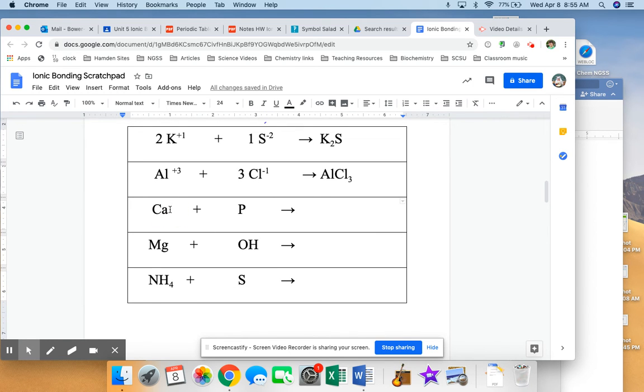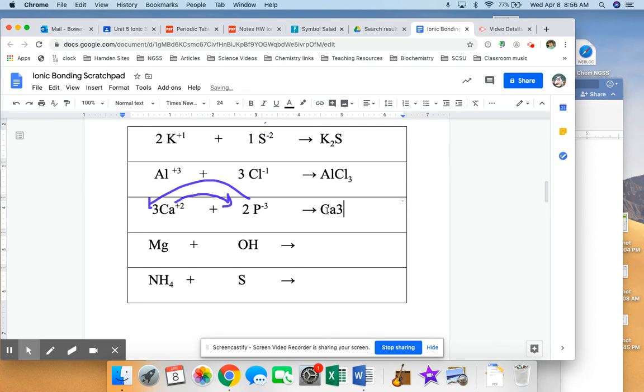Calcium is going to have a +2 charge. Phosphorus is going to have a -3 charge. Charge goes in the top right. These two don't balance easily, so we're going to do that switcheroo, right? The 2 is going to go in front of the P, and the 3 is going to go in front of the Ca. So that means we need 3 Cas and 2 Ps, 2 phosphorus. And we're making our formula.